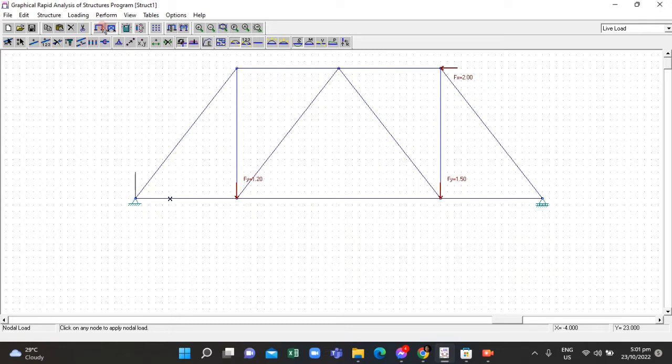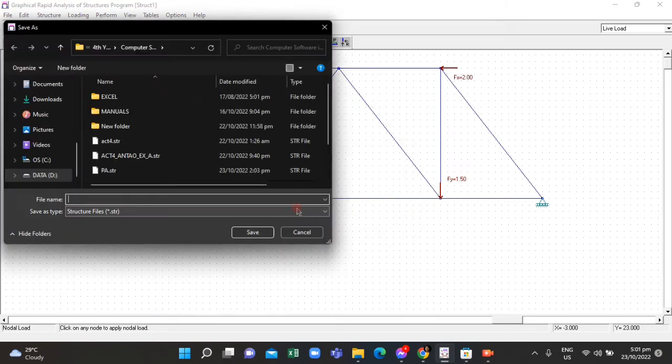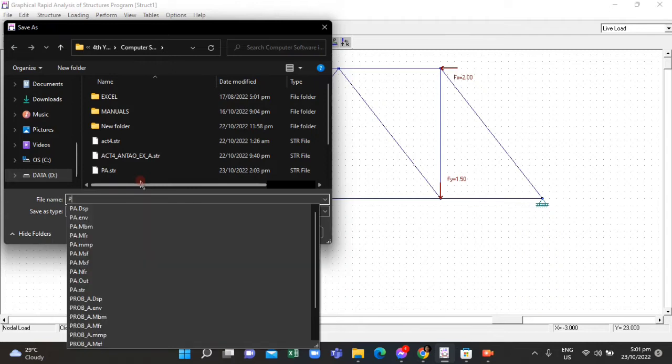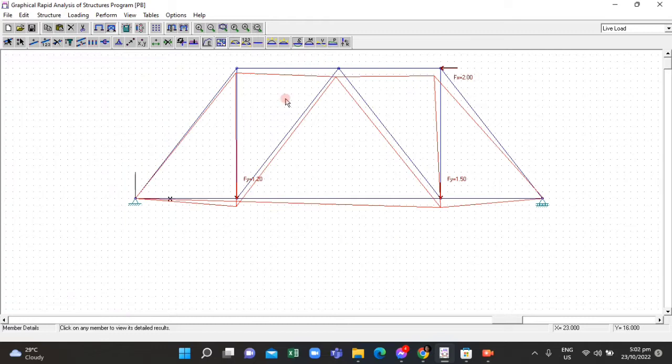Now we are going to perform an analysis, but first we are going to analyze this whole structure as a truss, since this is a plane truss. Before performing analysis, let us remove the unused nodes if ever, and then run an analysis. And it will require us, of course, to save the data before running an analysis. I'm gonna put here a problem B, it's PB. So let me save this, and then it will show us the results.